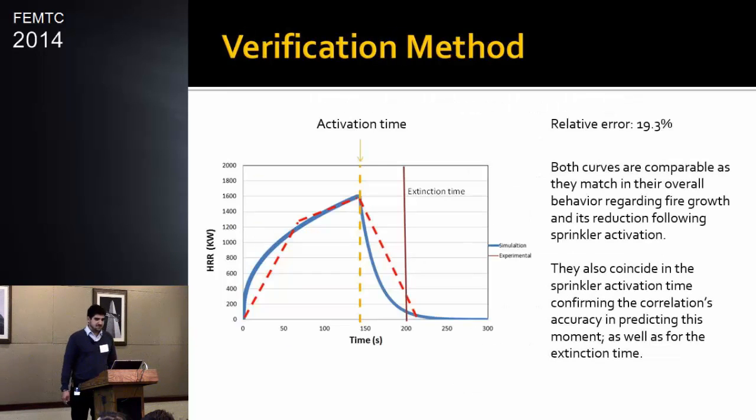So we have the verification method. It gave me a relative error of 19.3%. So this is the important thing. This is not really accurate, but the important thing I saw here is that the activation time is going to be the same. So I got the right model for the activation time. Also, the extinction time, we can see that it's going to give us a good estimation of when the fire is going to be extinguished.